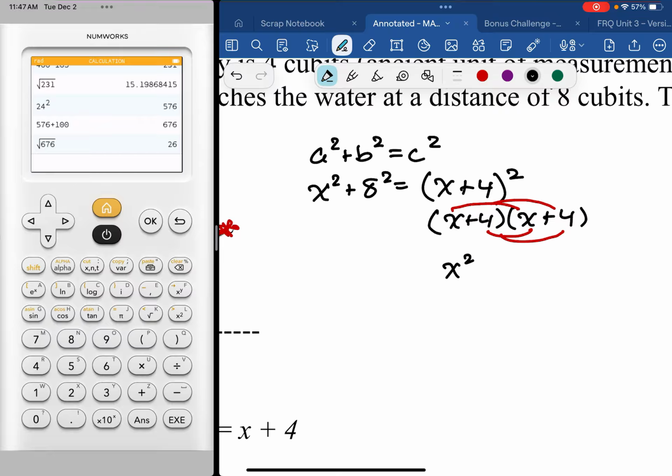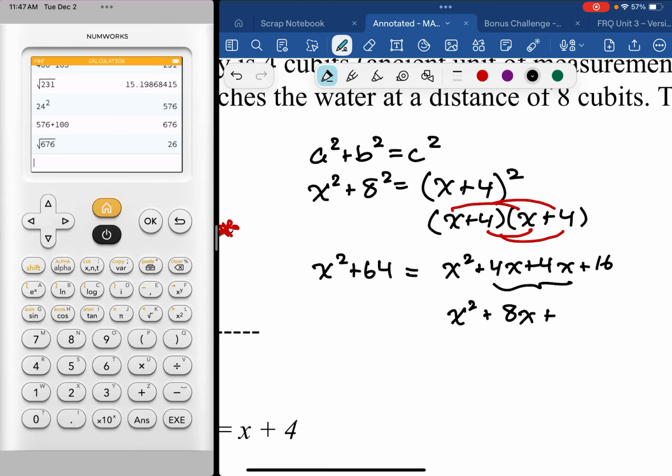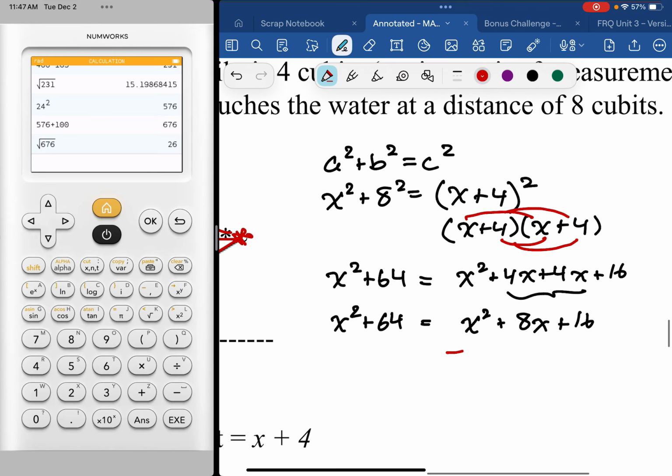x squared plus 4x plus another 4x plus 16. On the left-hand side, x squared plus 64. These two like terms can be combined: x squared plus 8x plus 16 is equal to x squared plus 64. Using my algebra skills, I can subtract an x squared from both sides. It happens to cancel on both sides, which is nice, because that was the most complicated part of it.